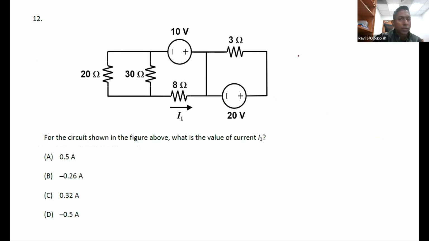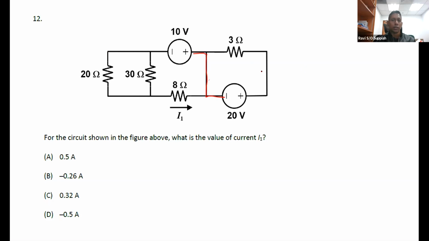Okay, so let me go on to the next question, question 12. In question 12, what is the value of the current I1? So this is again something similar to what we saw just now, where you can see that there is a common point between the positive and negative of two supplies without any component in between. This gives you an idea that this circuit and this circuit can be treated separately.